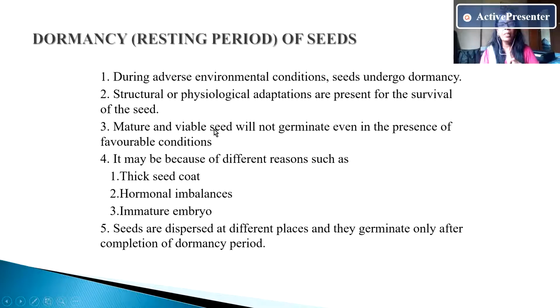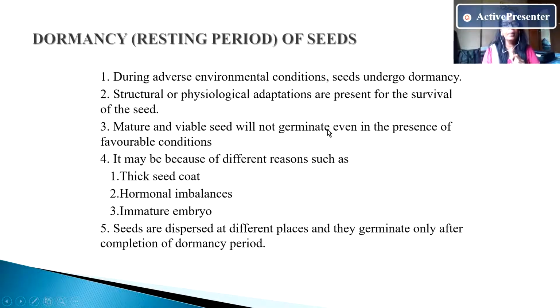A mature and viable seed will not germinate even in the presence of favorable conditions. It may be because of different reasons such as a thick seed coat, so the seed coat will not break easily, hormonal imbalances, or an immature embryo. Seeds are dispersed to different places and they germinate only after completion of the dormancy period.